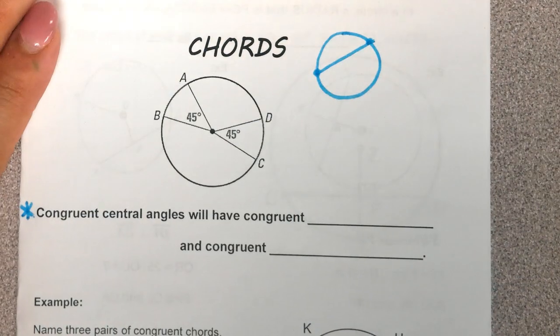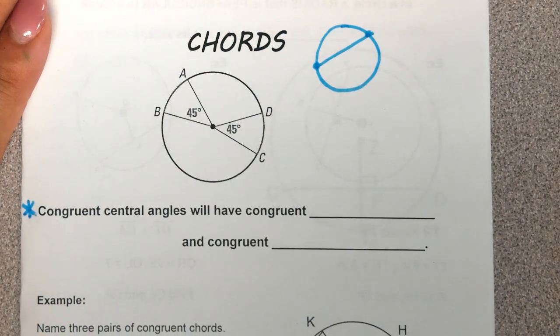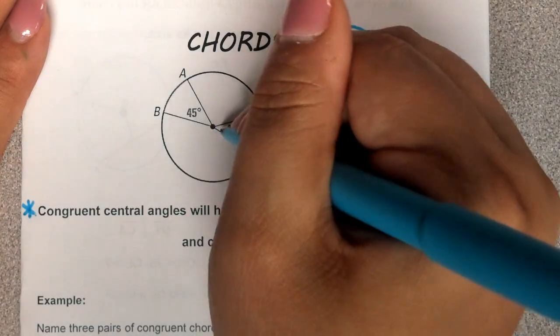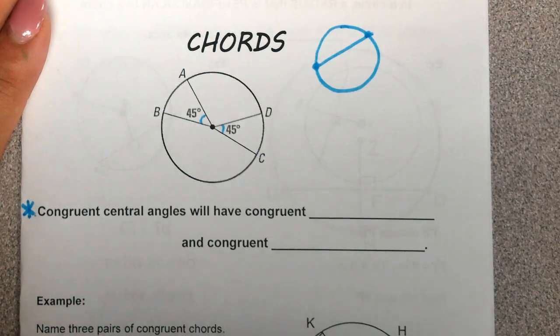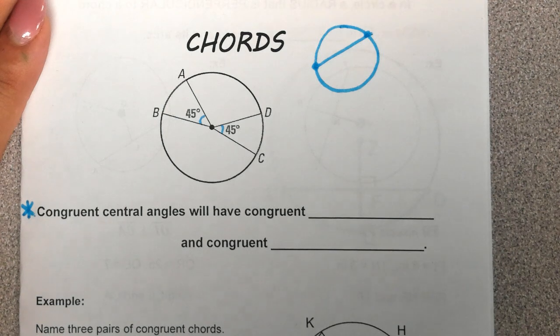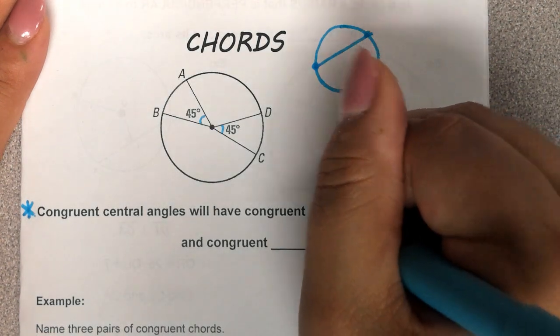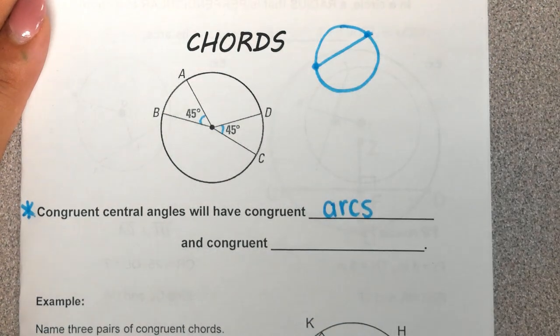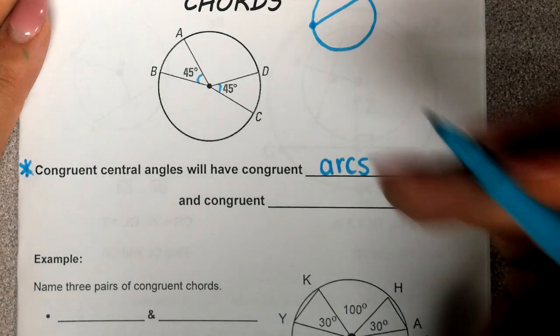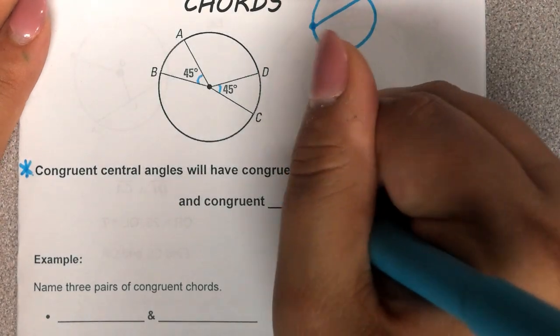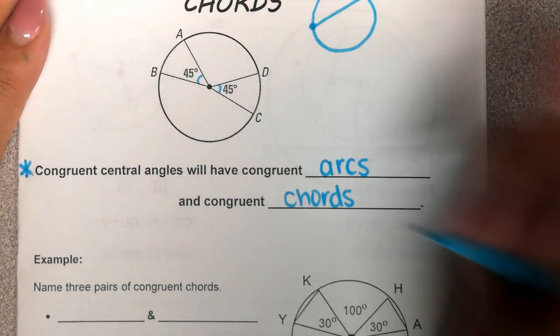The first property we are going to learn is congruent central angles. Do you agree that this angle is congruent to that angle? Congruent central angles will have congruent arcs. Write that down. And by the way, you do not need your computers right now, so you can close them. Give me a 45 degree angle on that. And congruent chords or segments, but chords is what I'm going to use.